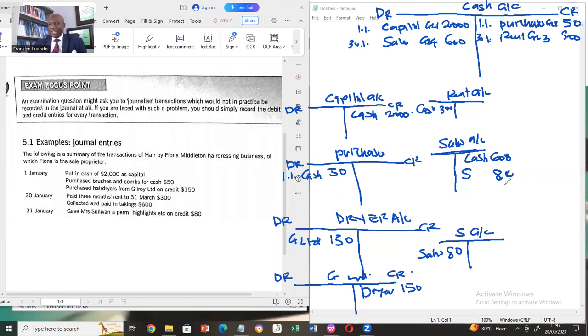Now, it is important to understand that the accounts are balanced at the end of each month. The ledger accounts are balanced at the end of each month. So here we balance. When balancing the accounts, you always start with the side which has a bigger figure. So the debit side here, we have 26. And there are 26.